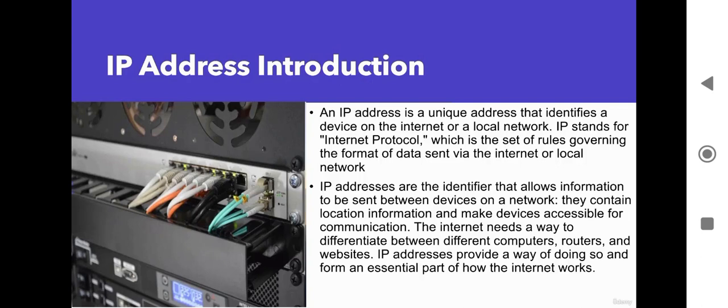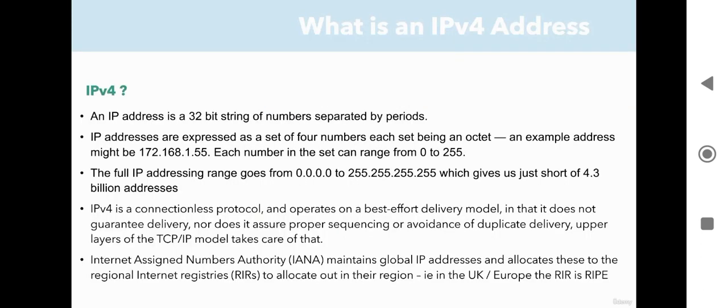The internet needs a way to differentiate between different computers, routers, and websites. IP addresses provide a way of doing so and form an essential part of how the internet works. So what is an IPv4 address? An IP address is a 32-bit string of numbers separated by periods or full stops. It is expressed as a set of 4 numbers, each being an octet. An example address might be 127.168.1.55. Each number in the set can range from 0 to 255.